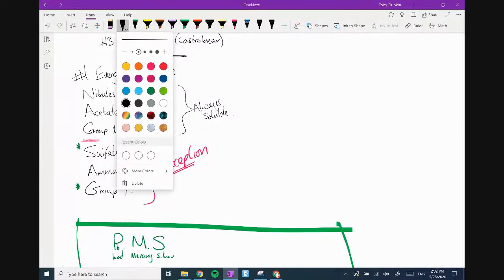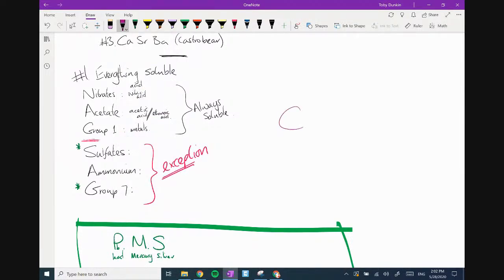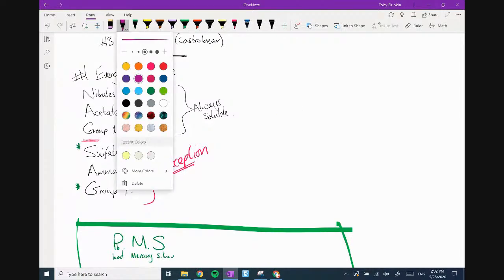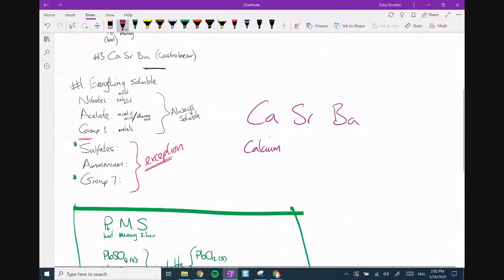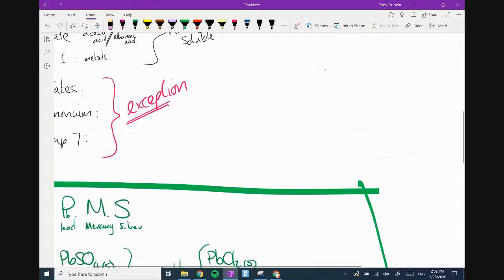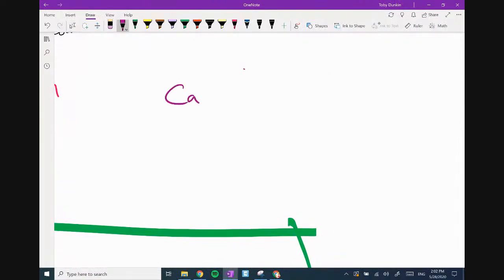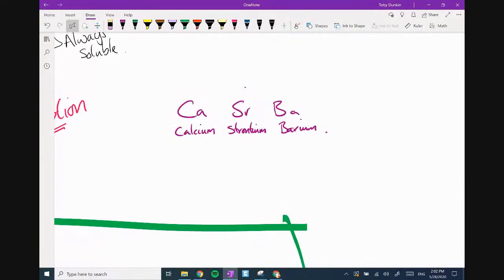I'm going to do this in a different color as well. I'm going to do this one purple, but I want it to be thicker. Castro Bear. And this is calcium. I made this a lot bigger than the last one. Shrink it. Zoom in. Ca, Castro Bear: calcium, strontium, and barium. Barium's obviously Italian. It's a very Italian element.